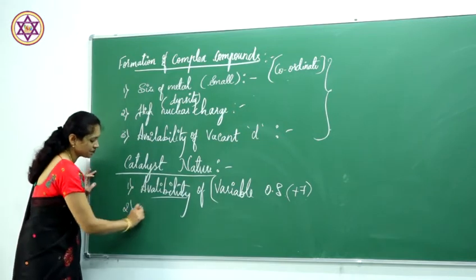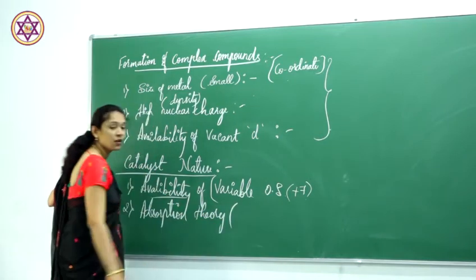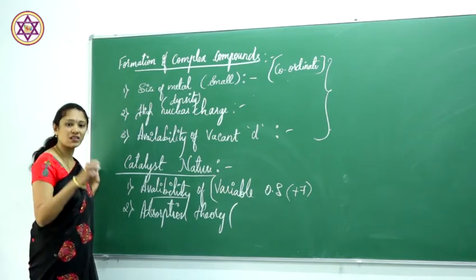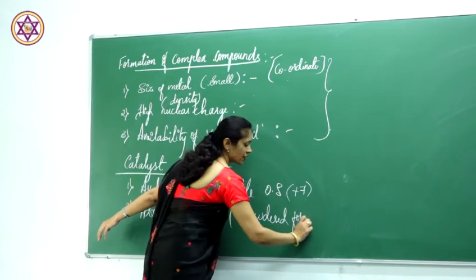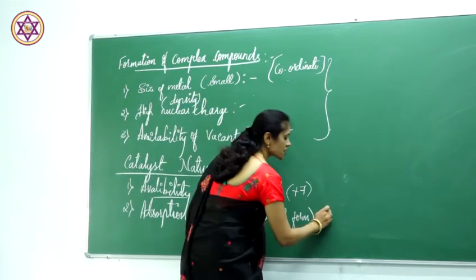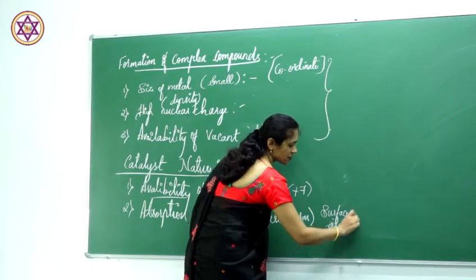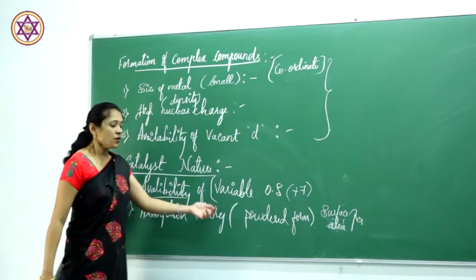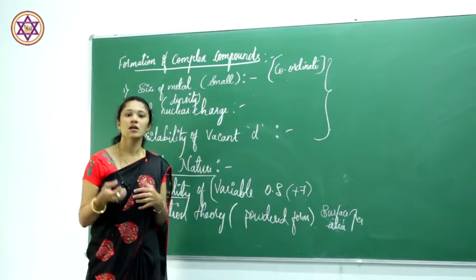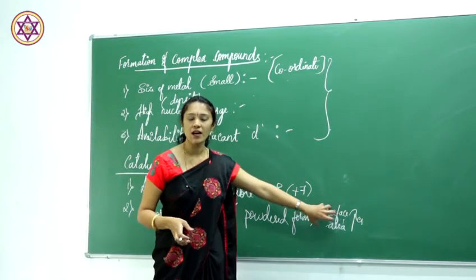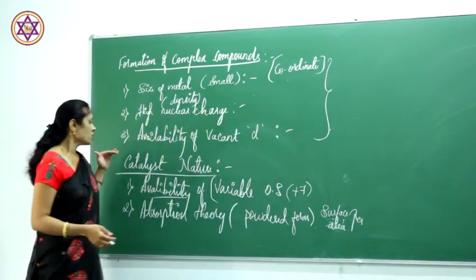And in adsorption theory, you have studied that transitional metals or elements, when they are in powdered form, have an increased surface area. When the surface area increases, the reactants come and occupy this surface area. They take away the energy, are converted into products, and are removed from it. So, they act as good catalysts.